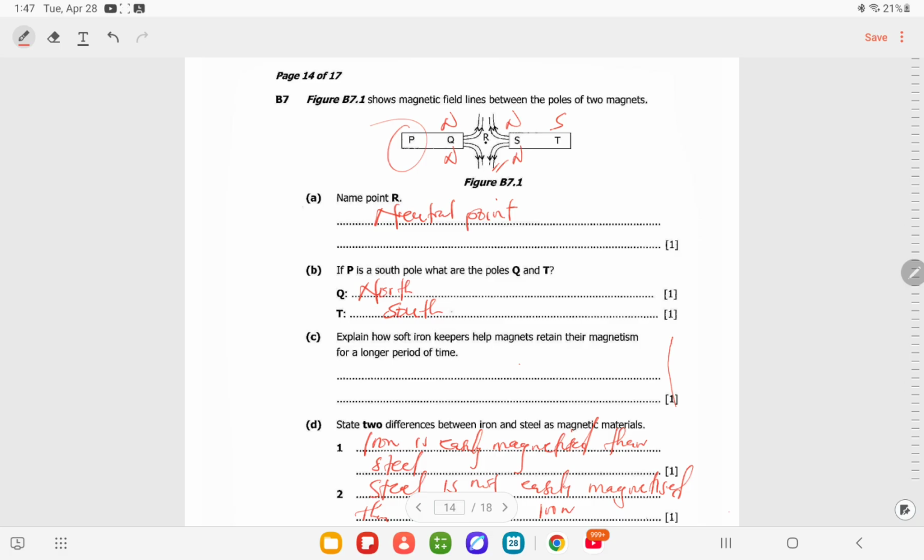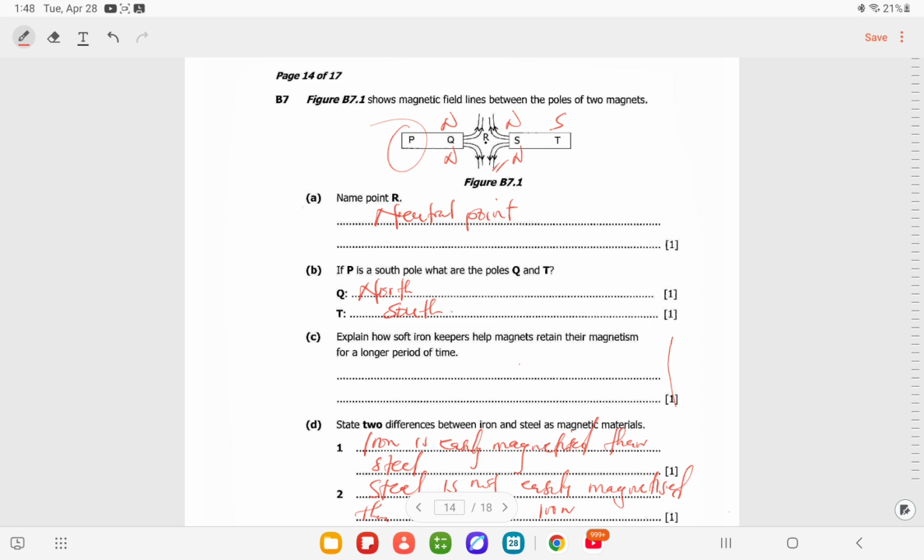So we can also give the difference in terms of the uses. We know that the uses of iron and steel are different. For example, iron is used to make temporary magnets, while steel is used to make permanent magnets.